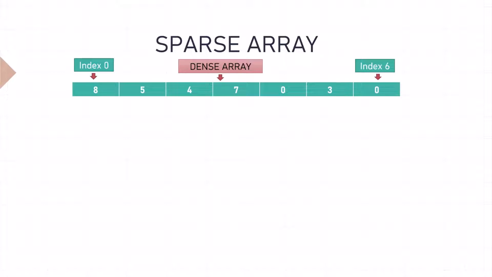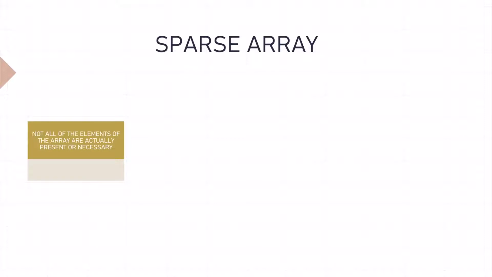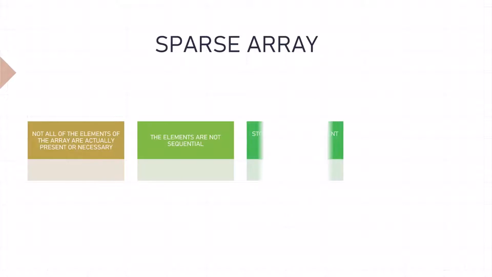Now, the sparse array is the opposite of the dense array. What does that mean? Most of the elements in a sparse array would have a 0 or an undefined value. Now let's talk a little more about sparse arrays. With a sparse array, not all of the elements of the array would physically be present in memory, or would they be necessary. The elements are not sequential, which means they need not necessarily occupy contiguous spaces in memory. The elements are allocated storage from free memory, and that explains why the elements are not sequential.